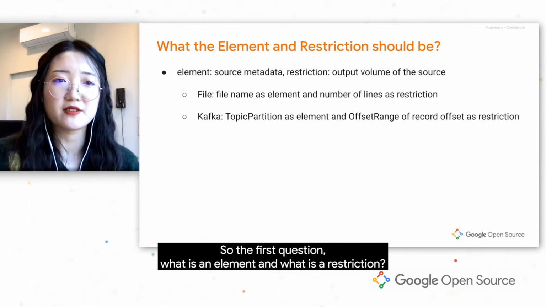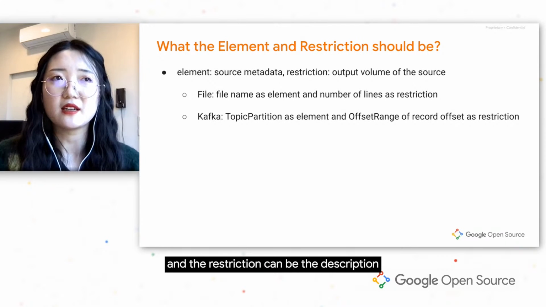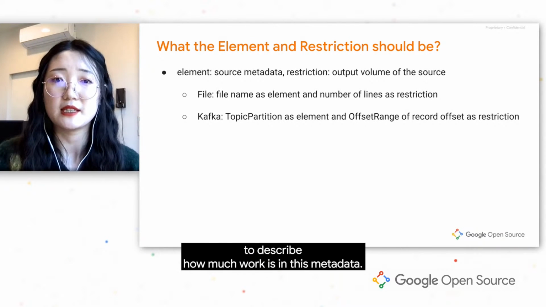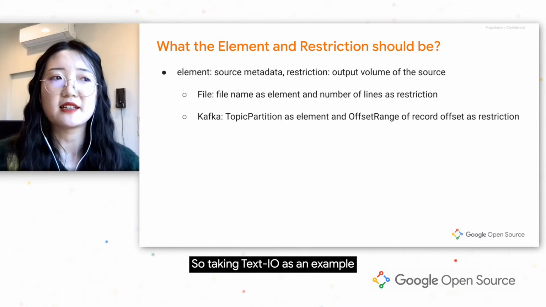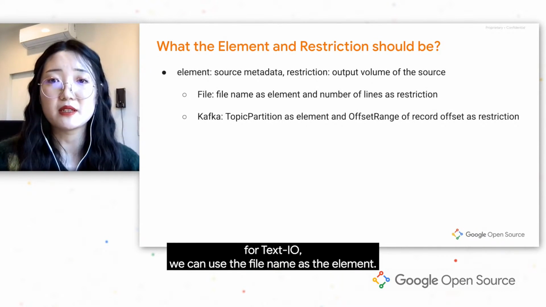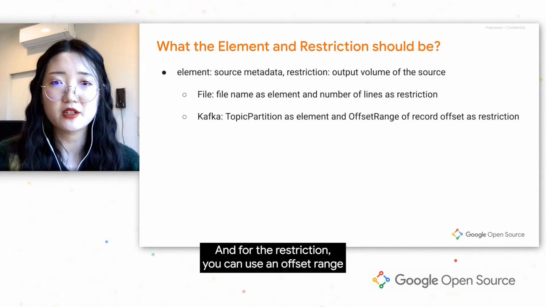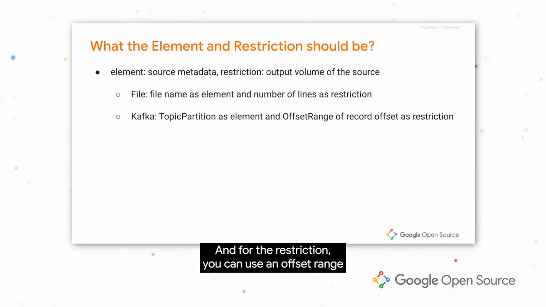So the first question: what is the element and what is the restriction? Usually for a source, the element can be the metadata of the source, and the restriction can be the description of how much work is in this metadata. Taking TextIO as an example, we can use the file name as the element. For example, I want to read from file1.text. And for the restriction, we can use an offset range from 0 to the total lines of the text. So that will describe the whole work inside that file.